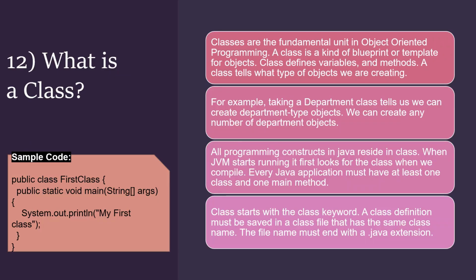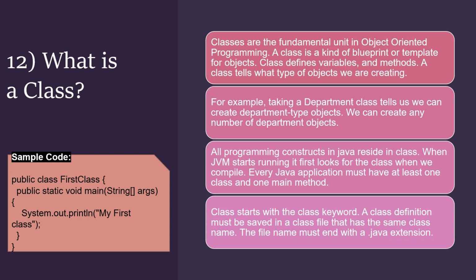Question 12. What is a class? Classes are the fundamental unit in object-oriented programming. A class is a kind of blueprint or template for objects. Class defines variables and methods. A class tells what type of objects we are creating. For example, taking a department class tells us we can create department type objects. We can create any number of department objects.